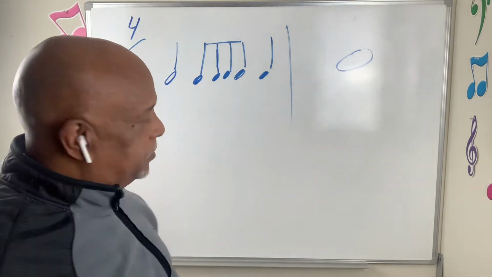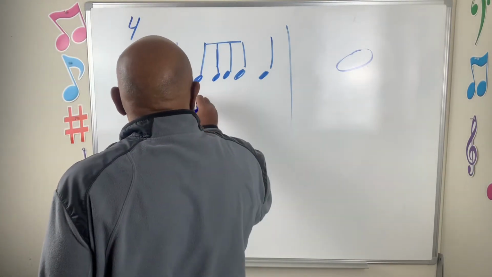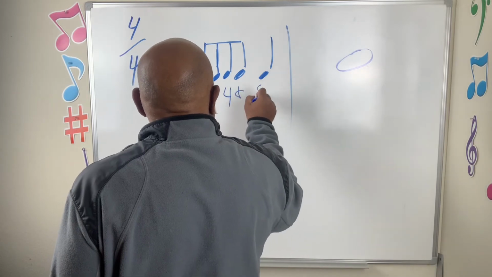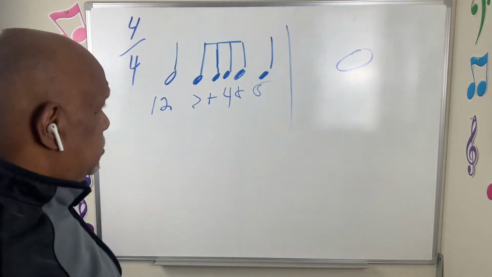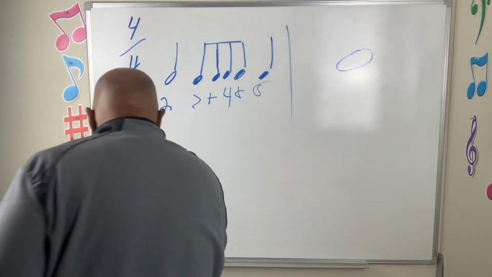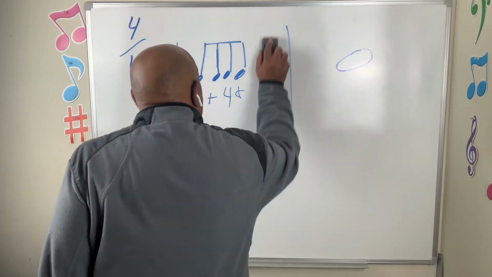But this measure, all right, let's see. 1, 2, 3, and 4, and, oh, too many beats in that measure. Too many beats. So what do I need to do? I need to get rid of this quarter note.